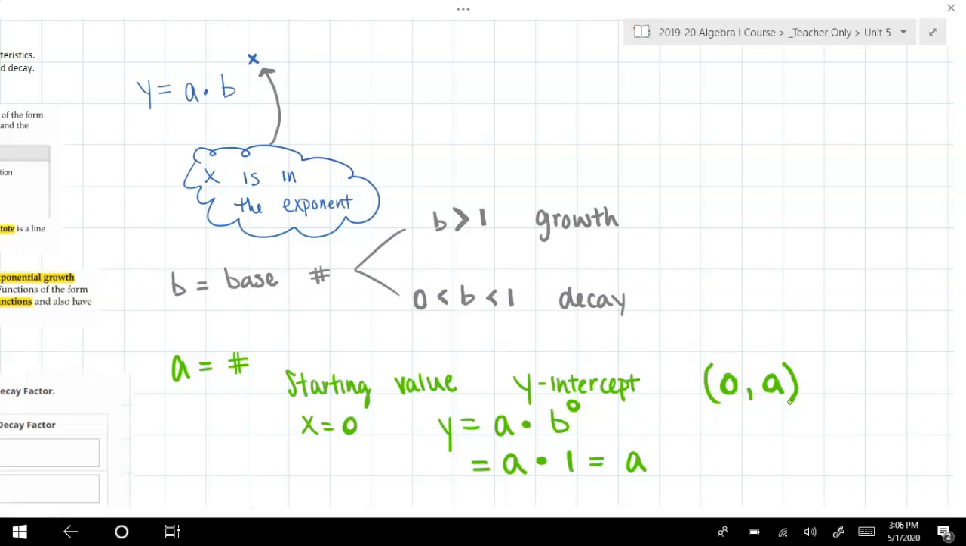We have to be careful here not to multiply a and b together before we raise b to the exponent of 0. Remember order of operations, and exponents are before multiplication.